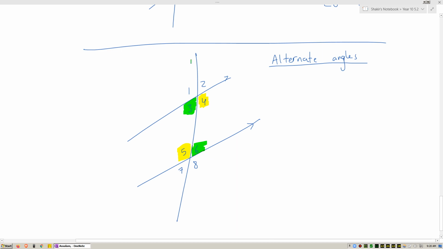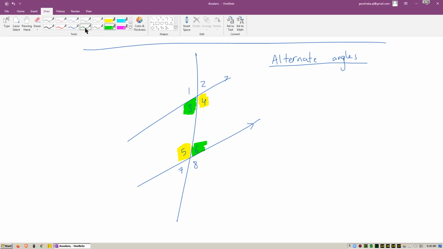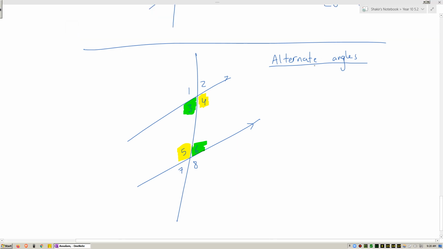And alternate angles are equal. So if angle 3 is, I don't know, 70 degrees, then angle 6 must also be 70 degrees because they're equal. And yeah, that's alternate angles.